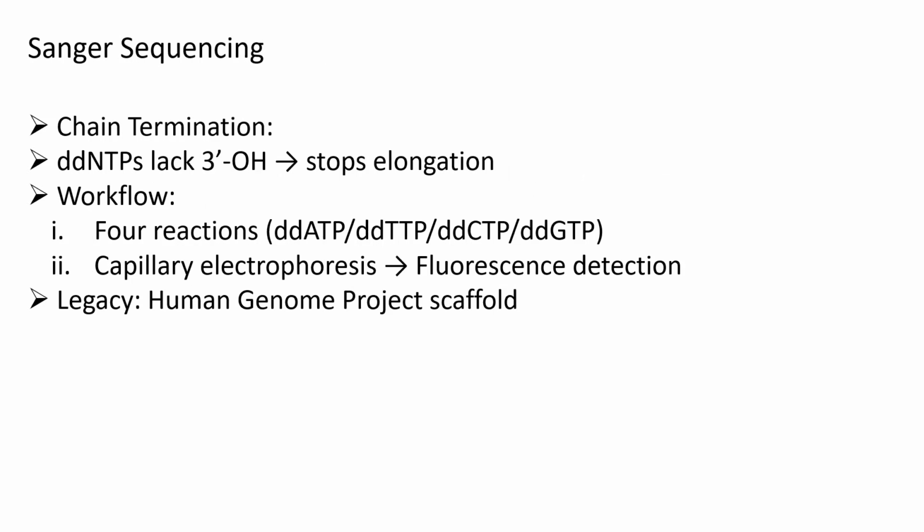Coming to Sanger, it works on the principle of chain termination. It uses ddNTPs that stop elongation. So this uses four reactants: ddATP, ddTTP, ddCTP, and ddGTP. And then you essentially use capillary electrophoresis and fluorescence detection. Sanger sequencing has been used quite a bit for the Human Genome Project too, which was one of the important tasks made successful with the sequencing technology.